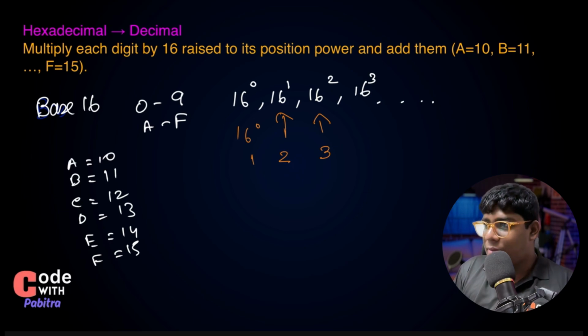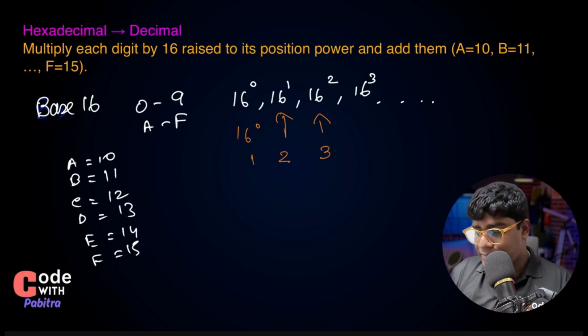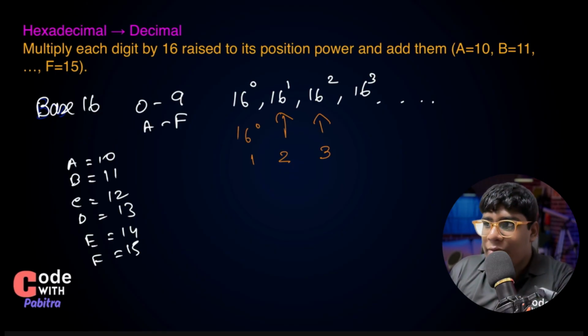Okay. And what is the formula for conversion? To convert hexadecimal to decimal, multiply each digit by its corresponding power of 16. Add all the results together. So let's take one example.